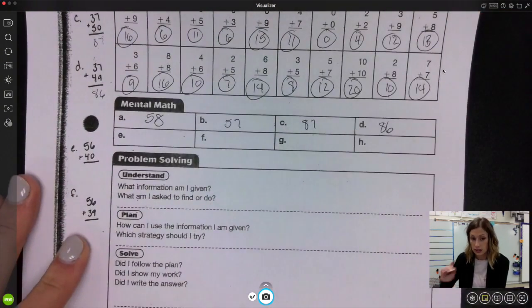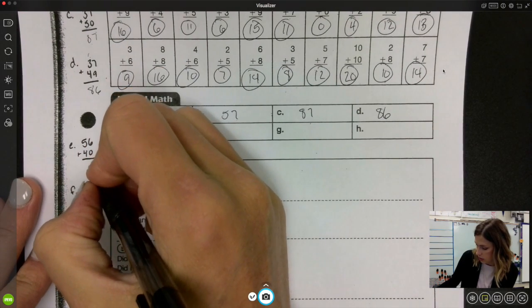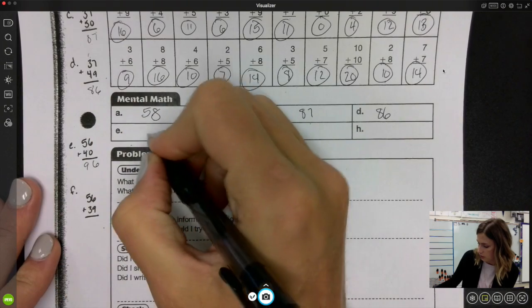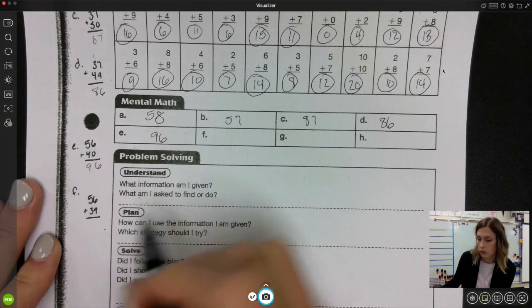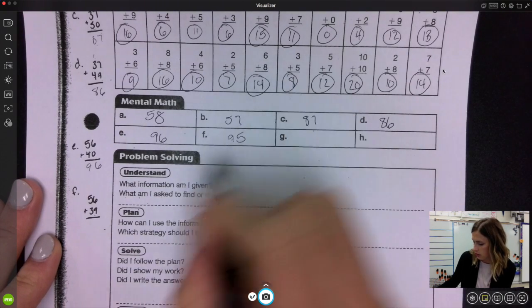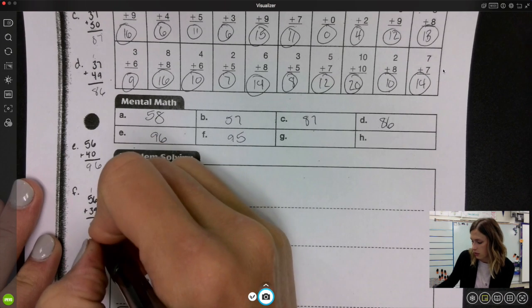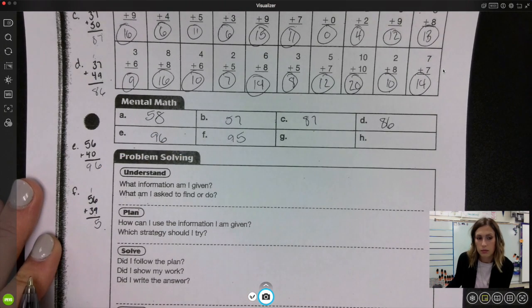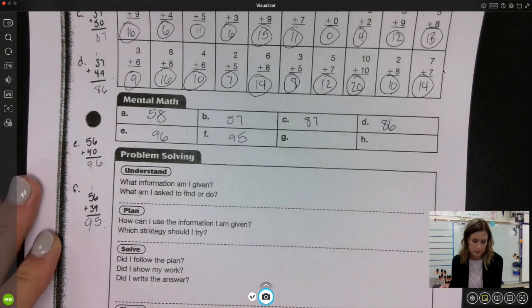E, 56 plus 40. 6 plus 0 is 6. 5 plus 4 is 9, so we get 96. When we add 39 instead of 40, we should get 95. Let's double check. 6 plus 9 is 15. 1 goes up, 5 comes down. 1 plus 5 is 6, plus 3 is 9, so yep, we get 95.